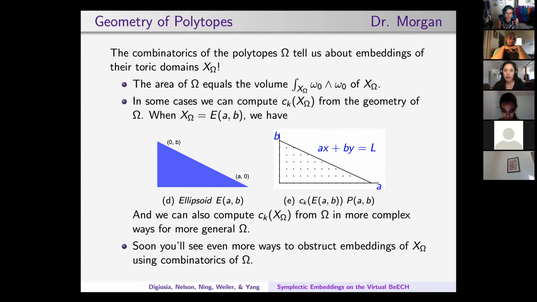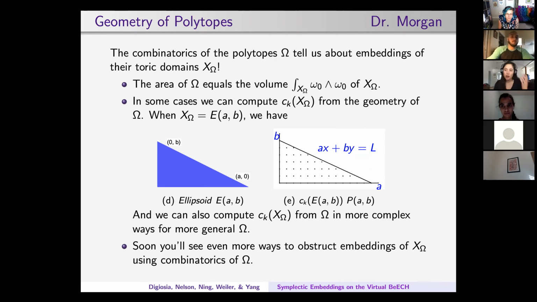So that's another way to construct symplectic embeddings. The second thing is, in some cases, we can actually compute the ECH capacities from the geometry of omega. So we had this triangle with this moving line, which told us how to compute the ECH capacities of the ellipsoid. And in this figure on the right, there shouldn't be any PAB. That's a typo. I apologize for that. So in the caption of the figure on the right.